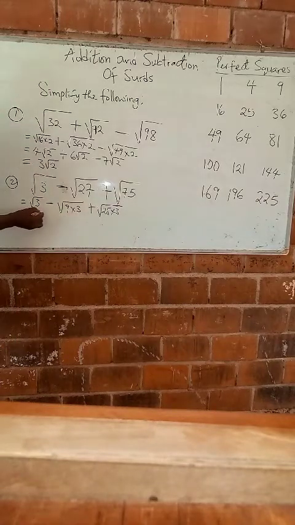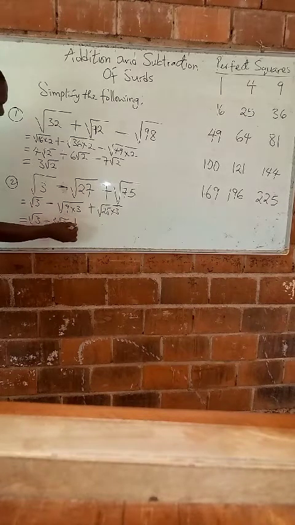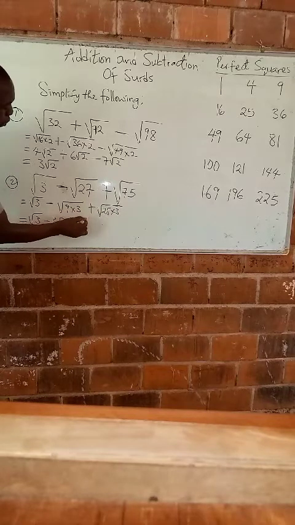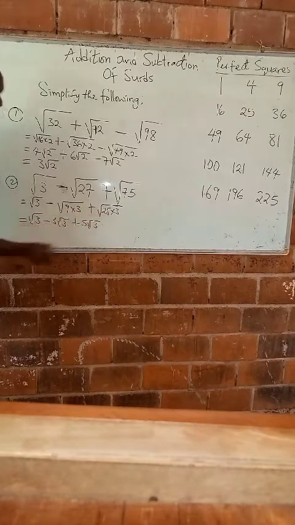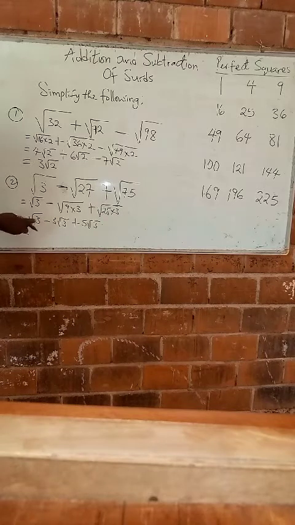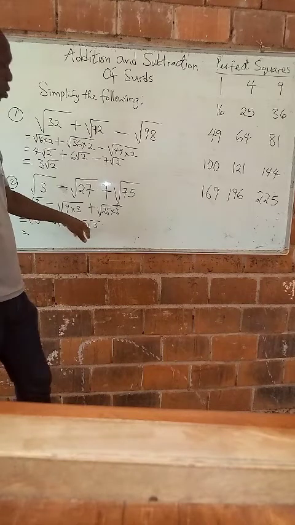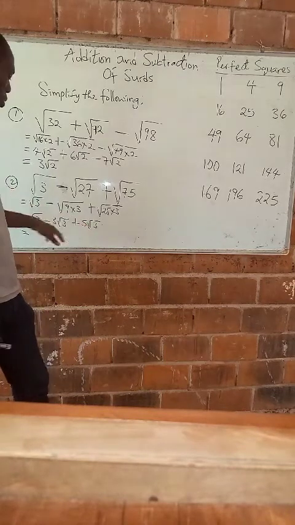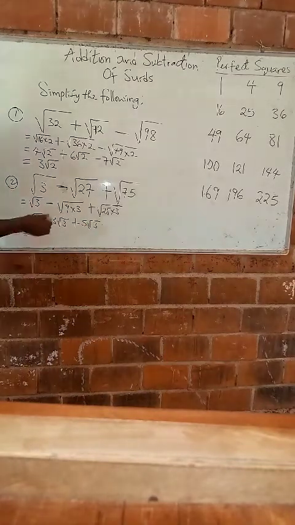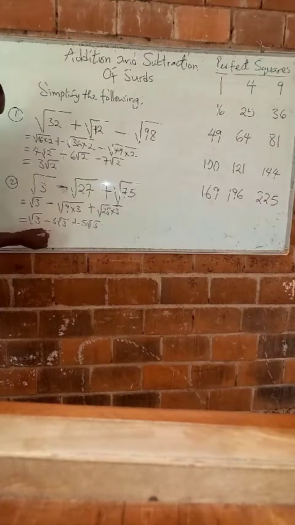So now we have root 3 minus square root of 9, which is 3, so 3 root 3. Square root of 25 is 5, so we have 5 root 3. So root 3 is the same thing as 1 root 3. So 1 root 3 plus 5 root 3 is 6 root 3. Then minus 3 root 3. That will give us 3 root 3 as our final answer.